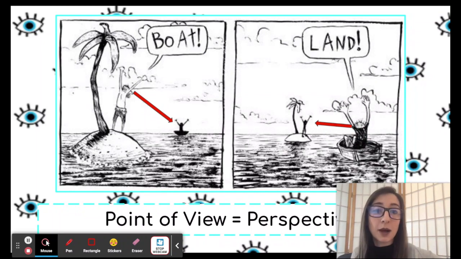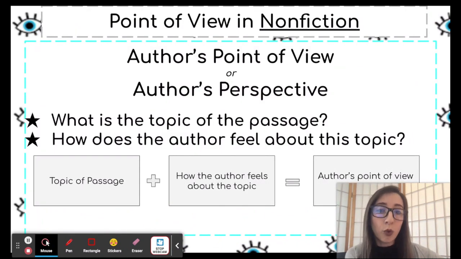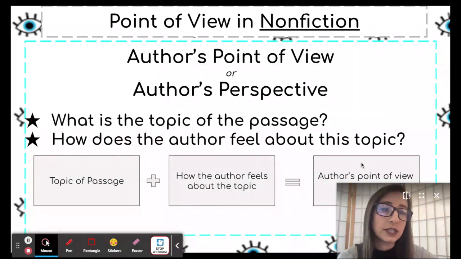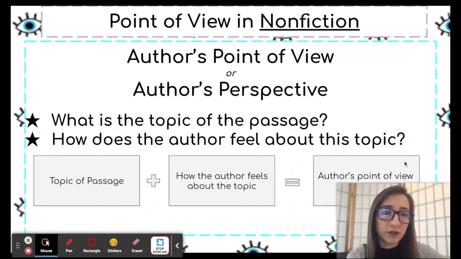So just like in this comic, just like you and me have a point of view about things in daily life, authors normally come to the table with a point of view about what they are writing. So the way to determine the author's point of view or the author's perspective is to look first at the topic of the passage and then determine how the author feels about that topic. Those two things together equal the author's point of view.